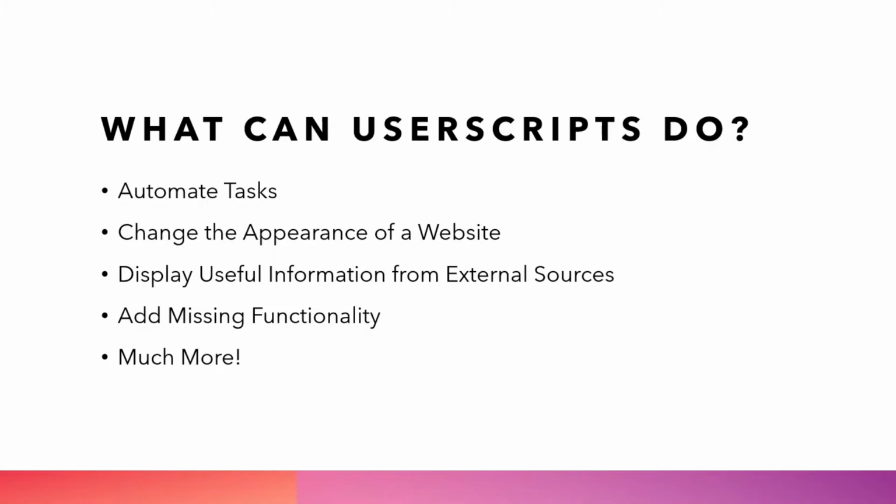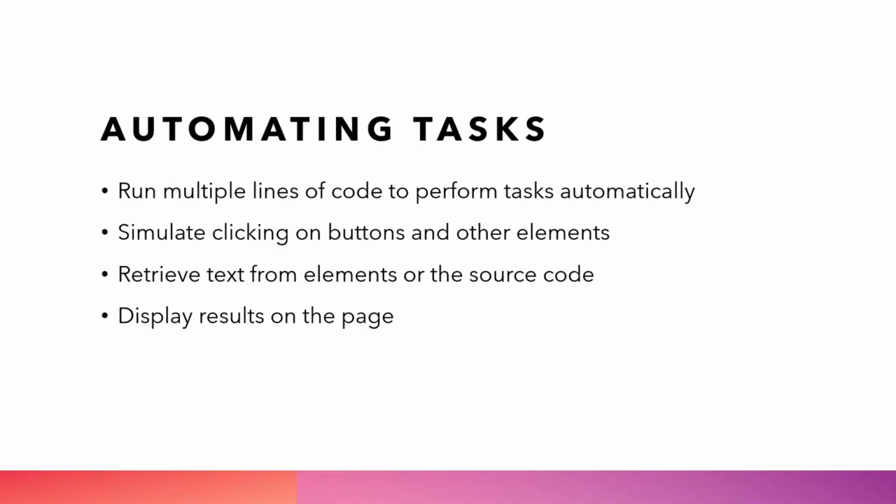They can automate tasks, change the appearance of a website, display useful information from external sources, add missing functionality, and much more. Tasks can be automated by running multiple lines of code when the page loads or when a button is clicked. You can add many functions, and you can add event listeners, and basically run any JavaScript code while you're on a page. You can simulate clicking on buttons or other elements on the page using the .click function, or you can focus on elements with .focus, and there are many other JavaScript functions that allow you to interact with elements on the page.